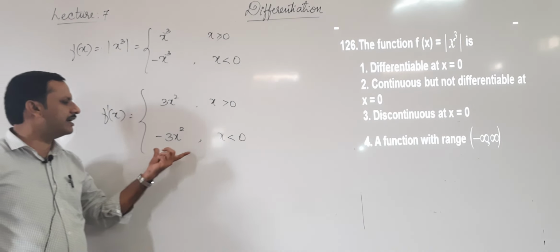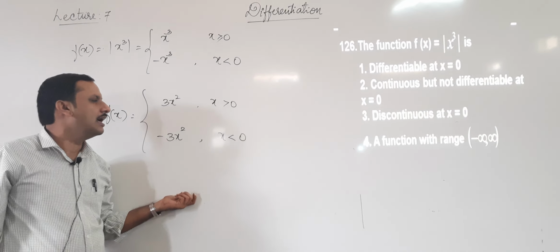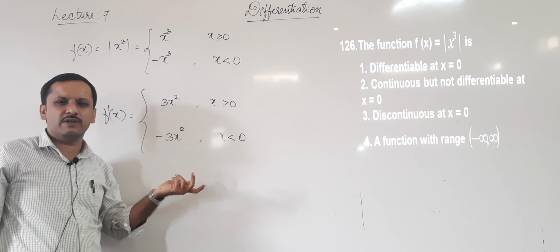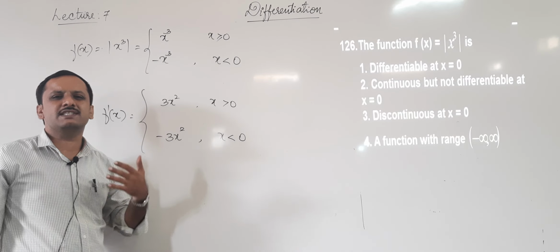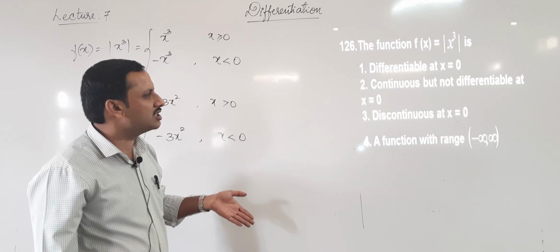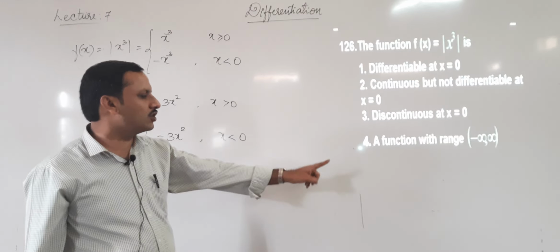So left hand derivative, put x equal to 0 here. If I put x equal to 0 here, I am getting 0 only. And for right hand derivative, I have to put x equal to 0 here. There also I am getting 0 only. That means this function is differentiable at x equal to 0. So differentiable at x equal to 0, first option is the answer. And fourth option, it is not correct.